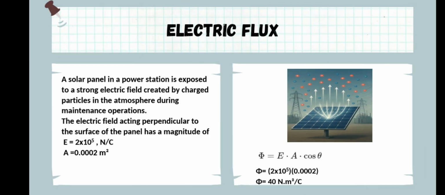So we have an example. A solar panel in a power station is exposed to a strong electric field created by charged particles in the atmosphere during a maintenance operation. The electric field acting perpendicularly to the surface of the panel has a magnitude of 2 times 10 raised to 5 newtons per coulomb, and the area is 0.0002 square meters. Using the formula of electric flux, we only need to substitute the values and we can get the answer.